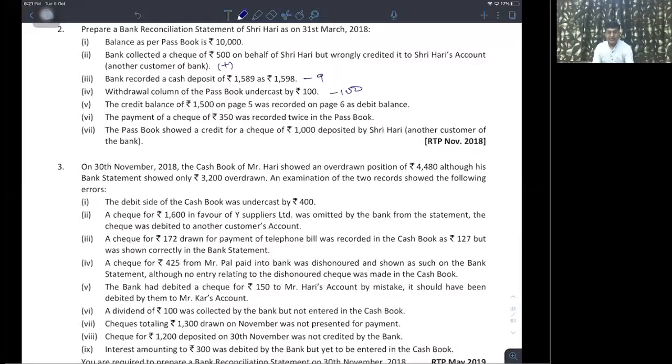Next is credit balance of 1500 on page 5 was recorded on page 6 as debit balance. Credit balance as per passbook was recorded as debit balance. मतलब अब क्या हुआ? बैंक तुम्हारे पास और बैंक के पास फेवरेबल बैलेंस था 1500 रुपए का. उन्होंने क्रेडिट बैलेंस को नहीं लिखा, मतलब उन्होंने 1500 से तुम्हारा फेवरेबल बैलेंस कम कर दिया और फिर उसको डेबिट बैलेंस करके लिख दिया, मतलब उन्होंने ओवरड्राफ्ट दिखा दिया. सो पासबुक टू कैश बुक ऐड 3000.